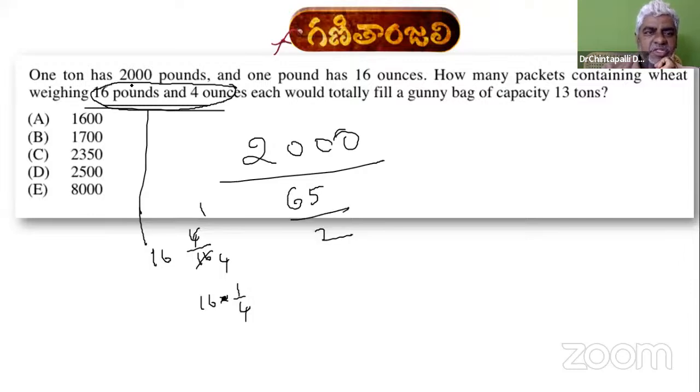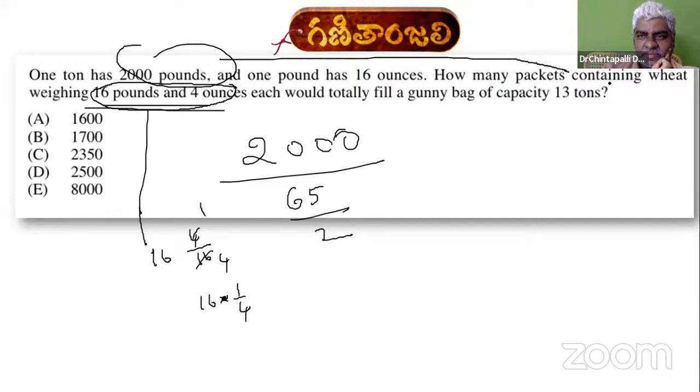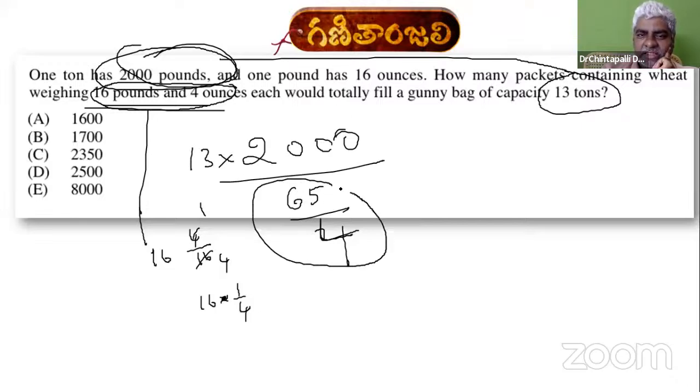Each ton has 2,000 pounds, and there are totally 13 tons. Sir, isn't it 65 by 4? Sorry, that's 65 by 4. So it is 13 times 2,000, divided by the weight of each bag, which is 65 by 4. Just simplify it.